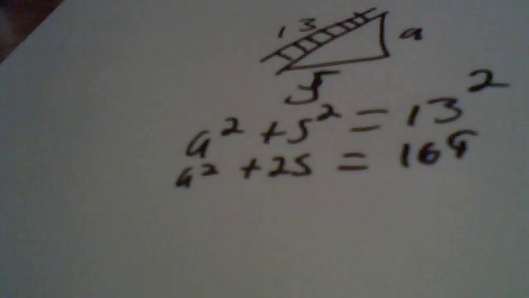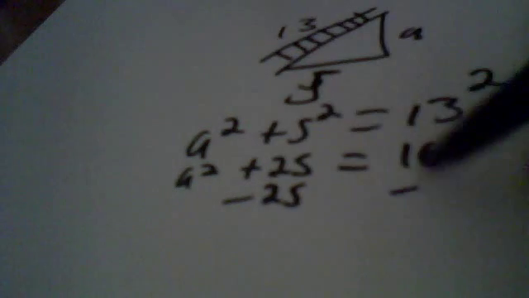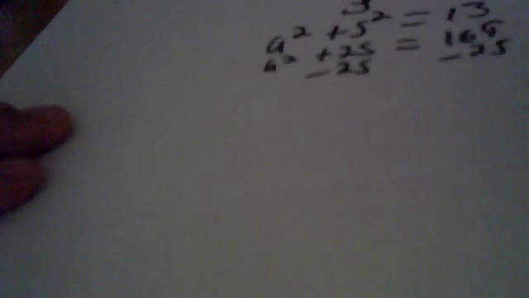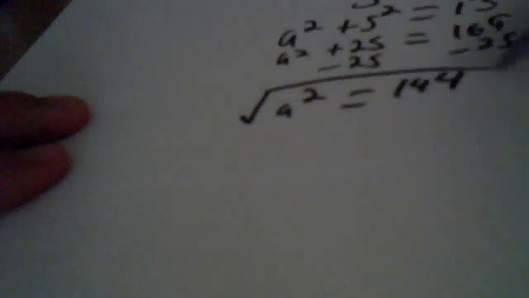Now we do this like we would any other equation. We want to get a by itself. How do we get a by itself? We subtract 25 from both sides, because remember, what you do to one side, you have to do to the other. So we get a squared is equal to 144. And remember, we can never have a variable squared. We have to have it simplified. So we take the square root of everything, and we get a equals 12.